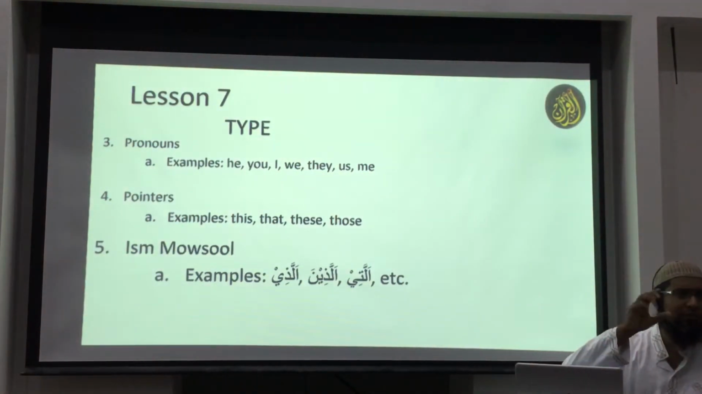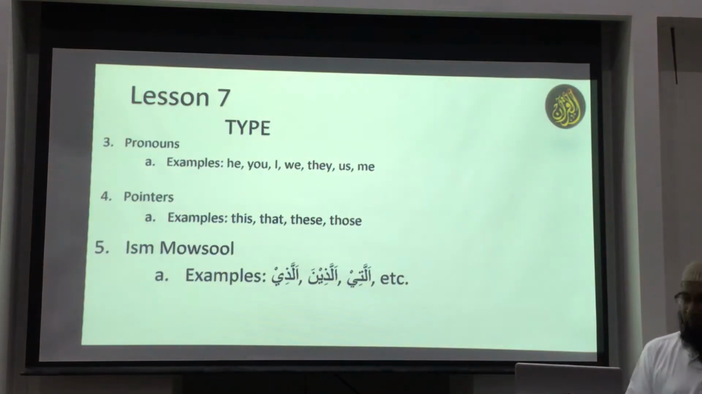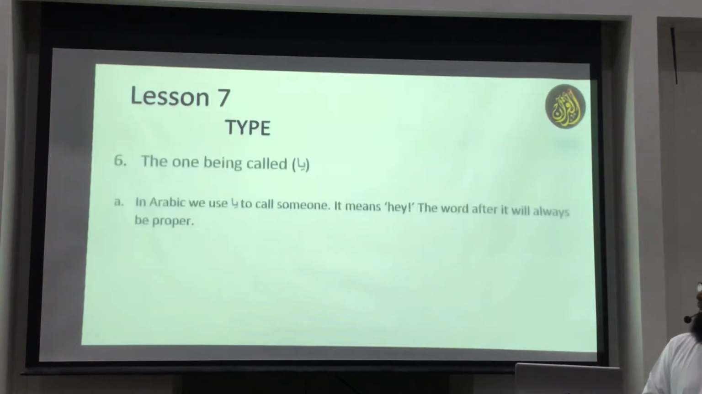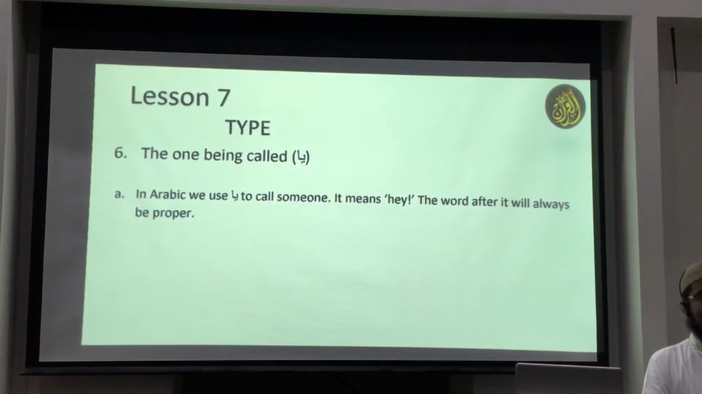It's a small chart. You just have to memorize the chart and know the meanings. That's it. It's very simple to understand. Okay, number 6: the one being called, Ya. Meaning when I say Ya Allah, Ya Rahman, Ya Abdullah. So when you call someone in Arabic, we use the word Ya. In English, we say, hey man, come here, hey brother, can you help me with this one?